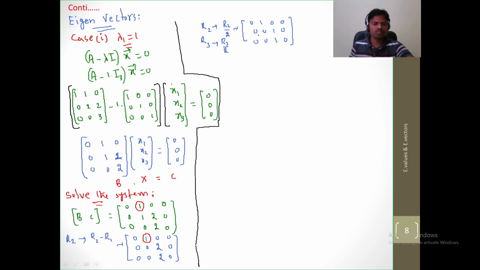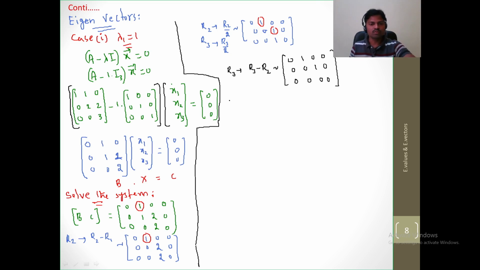Is it reduced echelon form? It is not in reduced echelon form, because only this one is satisfied. Here the first non-zero entry in the second row is 1, but I want this one to be 0. So for that, how is R3 modified? R3 minus R2. Now this becomes 0 1 0 0 and 0 0 1 0 and 0 0 0 0. Now this is a perfectly reduced echelon form matrix.